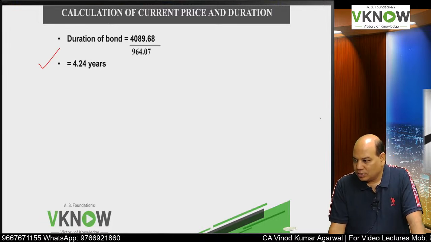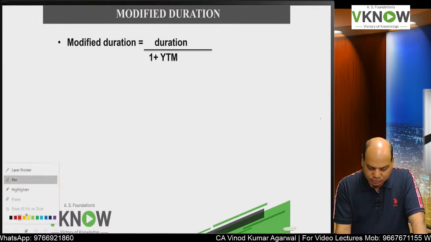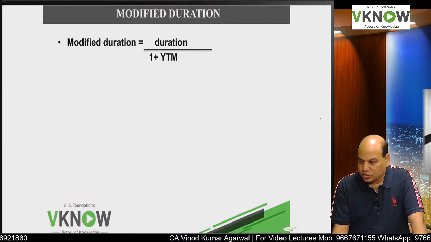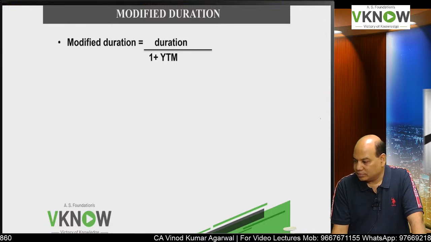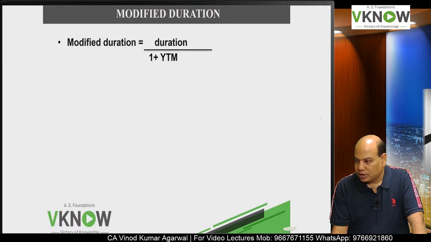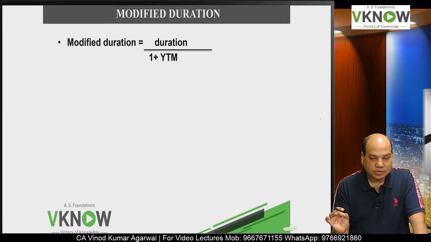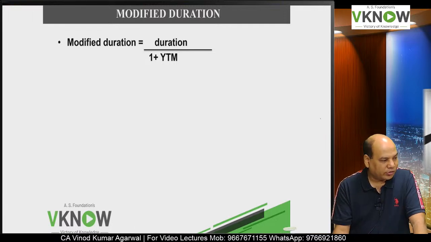Okay. Now we'll come to the next, modified duration. Modified duration is equal to duration upon 1 plus YTM. Correct? So from duration we will get modified duration, and that will help us to calculate the percentage change in price of the bond.